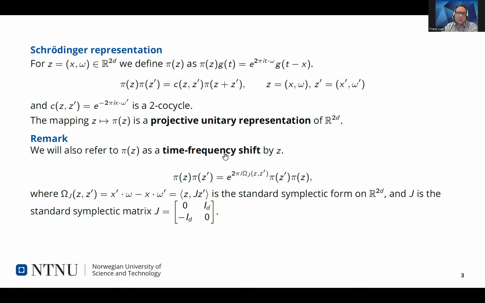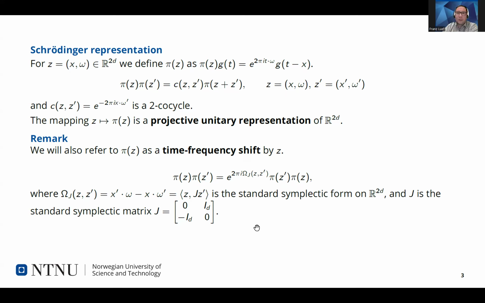And if you do this commutation relation business, then you do it twice. And that's why you end up with this symplectic form associated to these two points, z and z prime. So this is the so-called standard symplectic form on R^2d, and it's induced by the standard symplectic matrix J, defined in this way. There's other ways of defining it, but I will stick to this one.